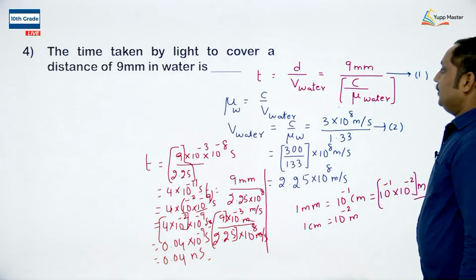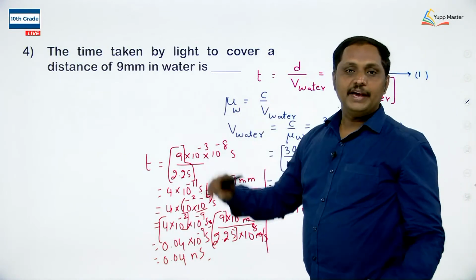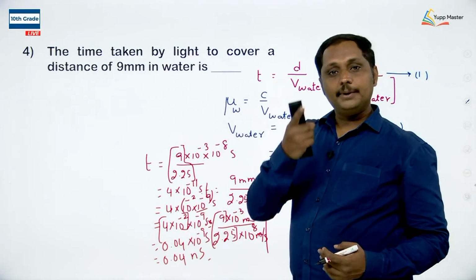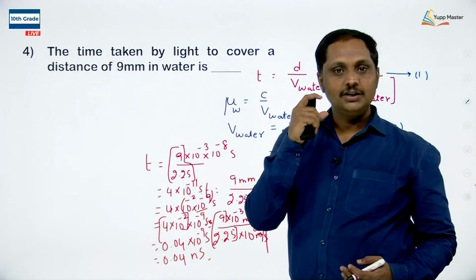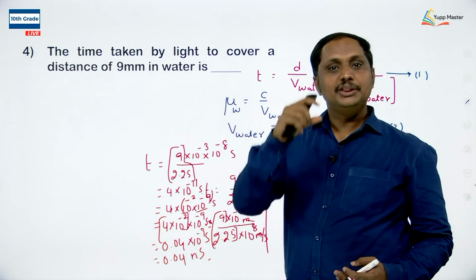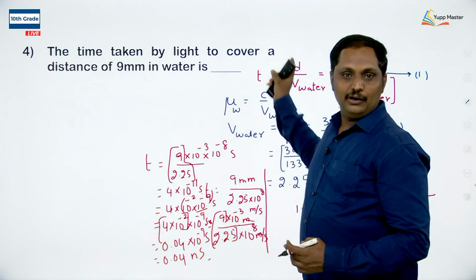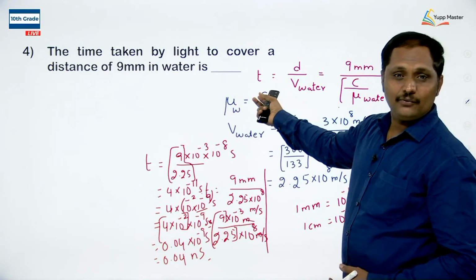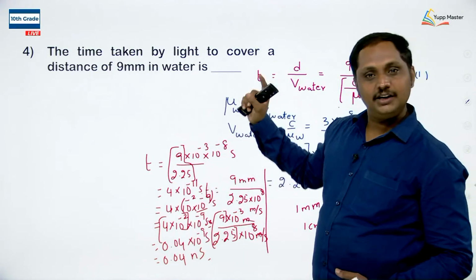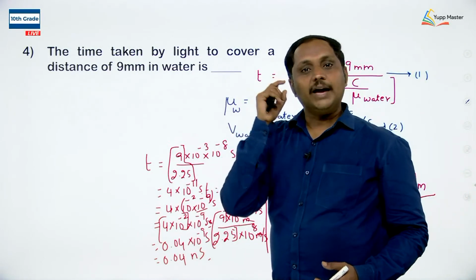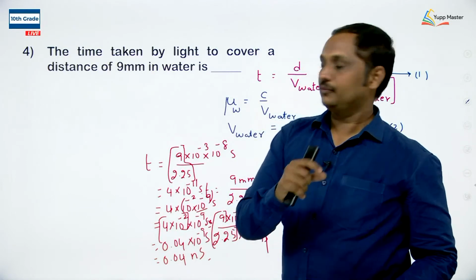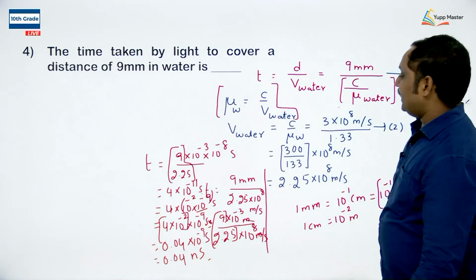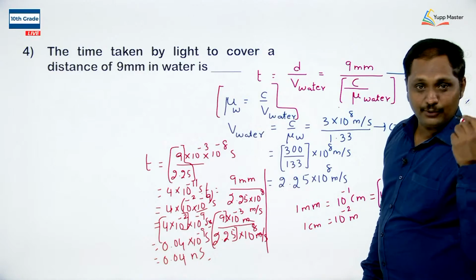Please have a look. In this simple problem we have solved the step by step calculation and obtained the time taken by the light to cover the distance of 9 mm in water, using the formulas relating refractive index, speed of light in vacuum, and speed of light in the medium. Your aim is to calculate the speed of light in the water medium, so you have to take this formula, then it is easy.